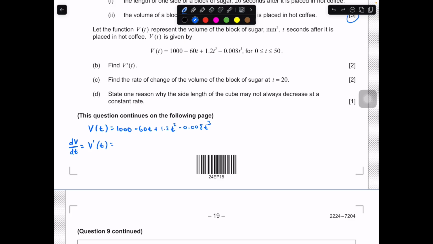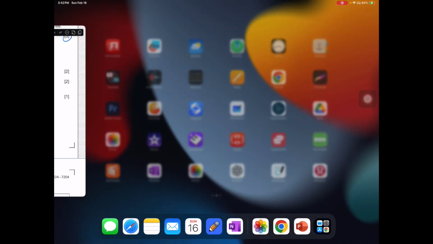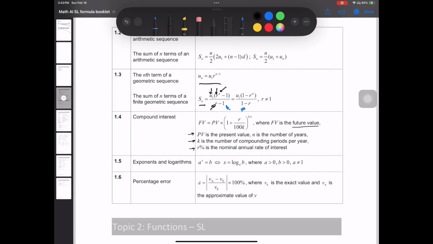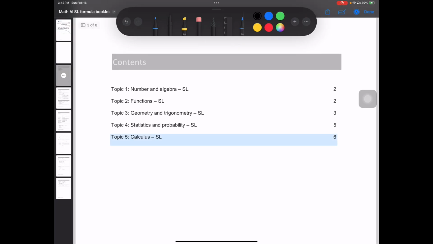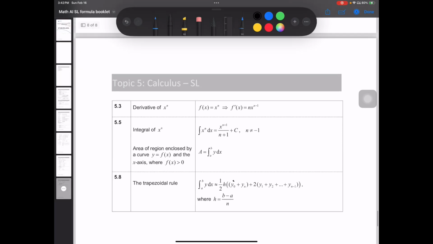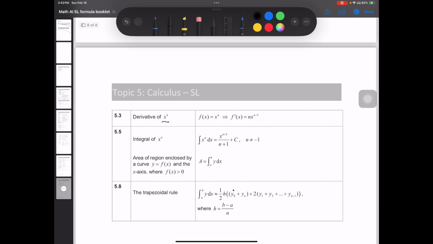Remember, we have our power rule. I guess we can go there into our formula booklet. Let's go into calculus right here. And here is our power rule, the derivative of some function. And what is it saying again? It's saying if this is your function, take the exponent, multiply it out in front. So here is our n after we've multiplied it out in front. Then it says take away 1 from the exponent that we once had.